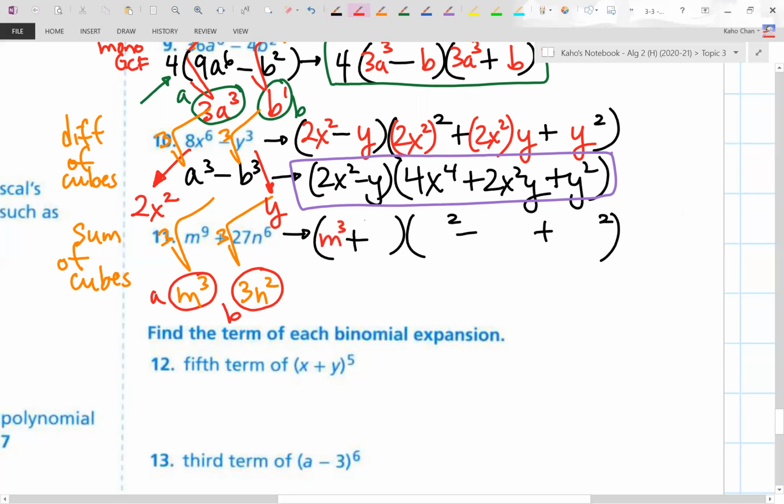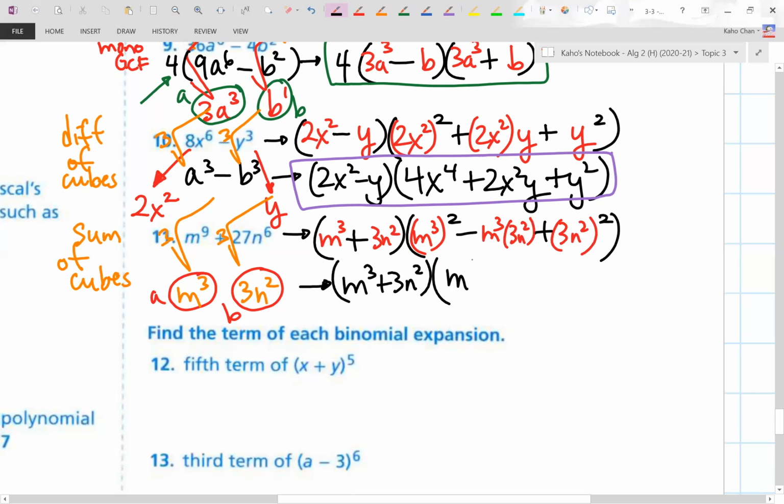M cubed. So I realize that I didn't write this down for the actual notes on my website. You might want to jot them down from here. B is 3n squared. And let's clean that up. M cubed plus 3n squared times m cubed squared is m to the 6th power minus 3m cubed n squared plus 9 n to the 4th. Holy cow, there it is.